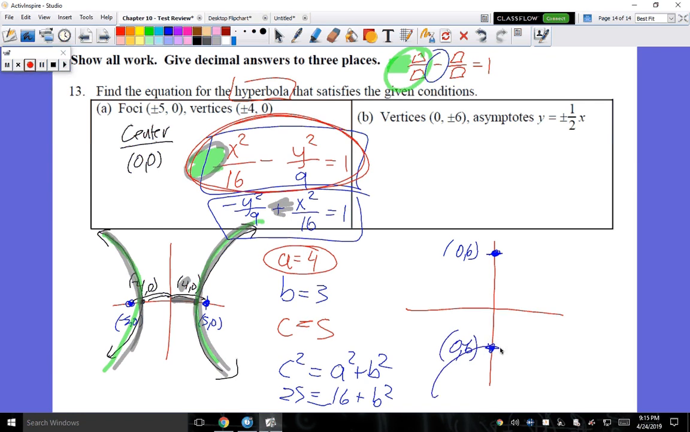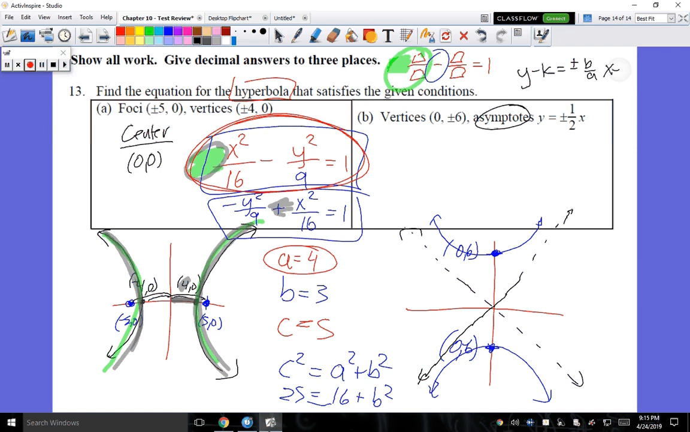So that's where it's looking downward. Okay, these are vertices. So it goes through. And then you have the asymptotes of positive 1/2 x and negative 1/2 x. And remember, from these asymptotes, which is y minus k equals plus or minus b over a times x minus h, I can see that my rise over run, otherwise b is 1, and my run is a, which is 2. I can see just from this equation here that b is 1 and a is 2.